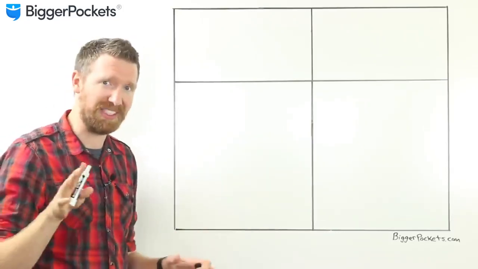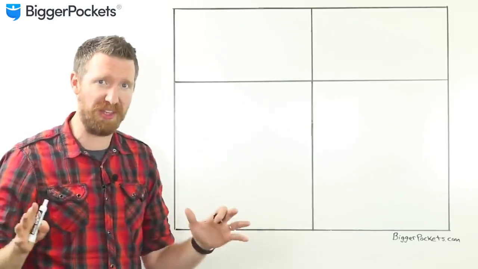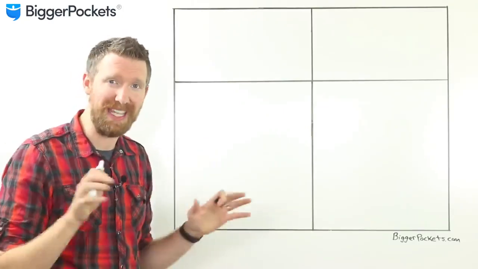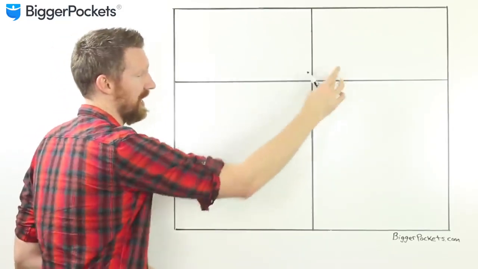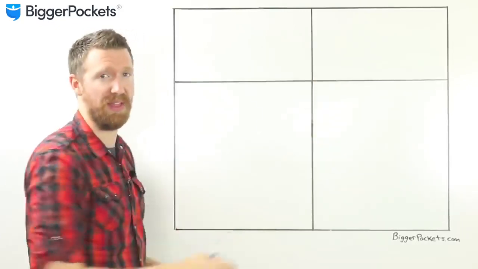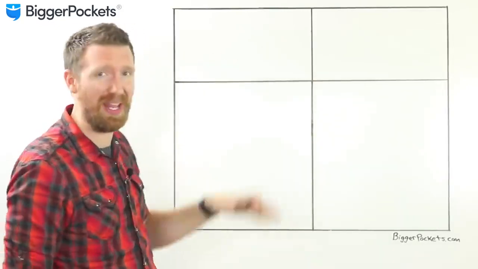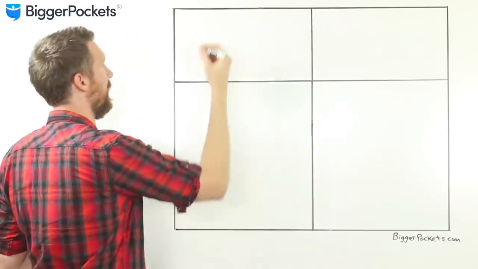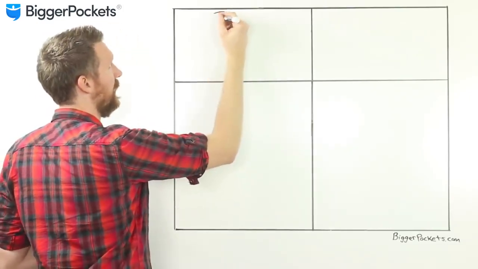All right, so I'm gonna talk about the 4-square method for analyzing the numbers on a rental property. So to begin with, I've got 4 boxes that I'm gonna talk about. And I'm gonna talk about each one, this one, then this one, then this one, and then this one. We're gonna start talking about income. Now that's usually the easiest for people to understand, and so we're gonna begin there. So I'm gonna go ahead and write this at the top, income.